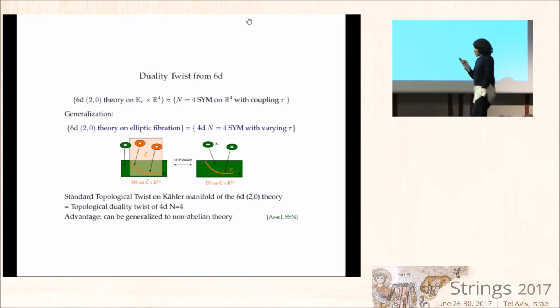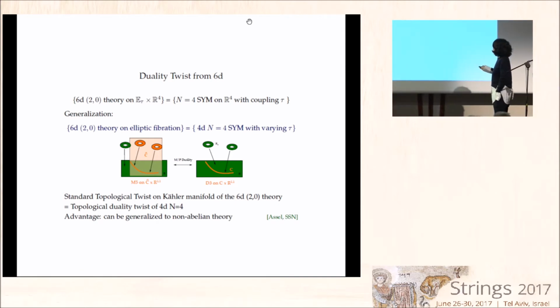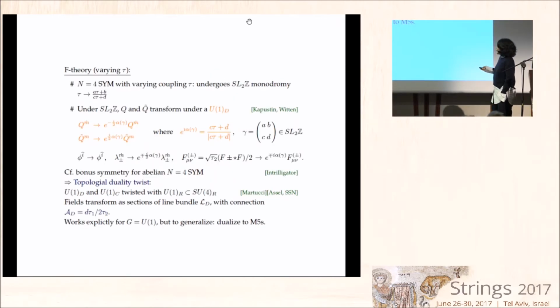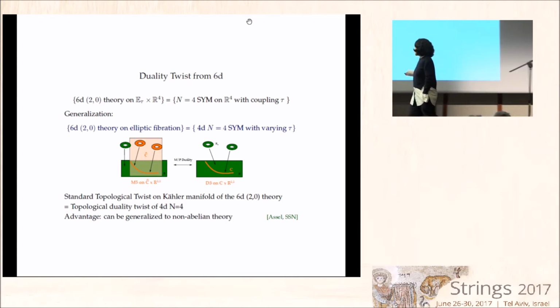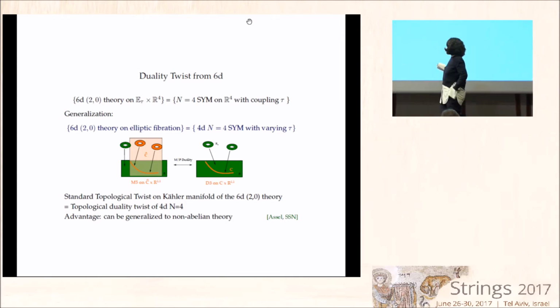What we can actually show is that this new twist amounts to just a standard topological twist on a Kähler manifold of the 6d (2,0) theory. And this has some advantage because we can now guess how we might non-abelianize this theory.